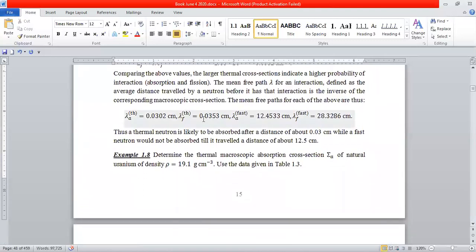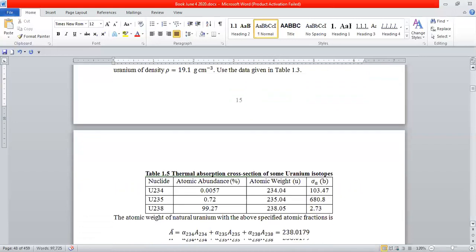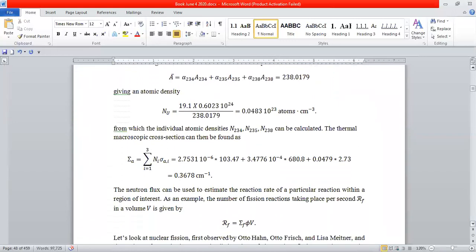Now these are the inverses of those sigmas, and they're called mean free paths. That's an important thing for you to know, mean free path. The mean free path is a measure of the average distance traveled between collisions for this particular reaction, in this case absorption, in this case fission, for thermal and for fast. Now you can go to example 1.8 and do the same thing yourself.